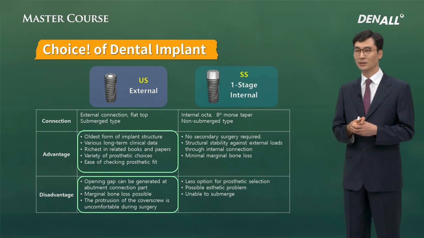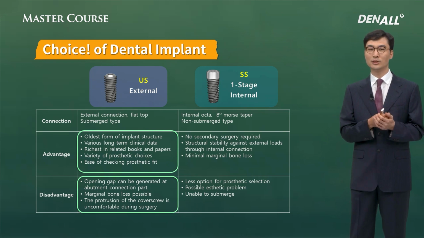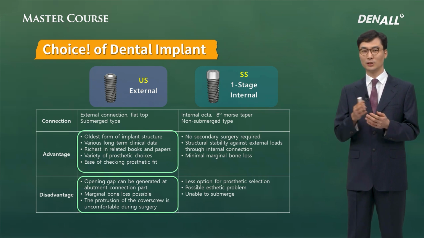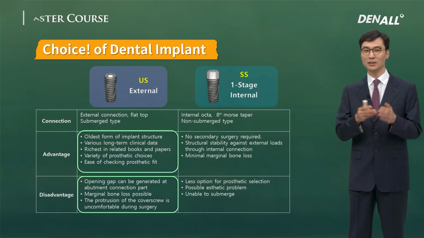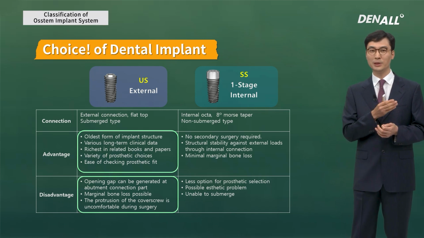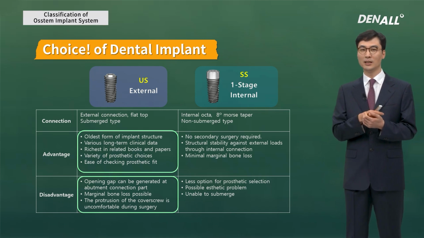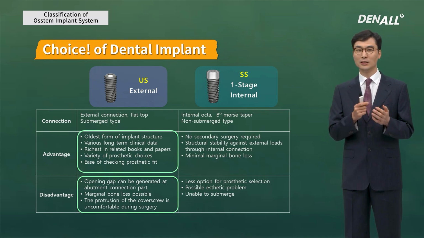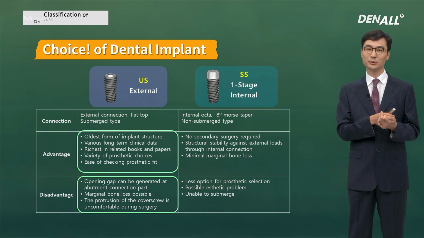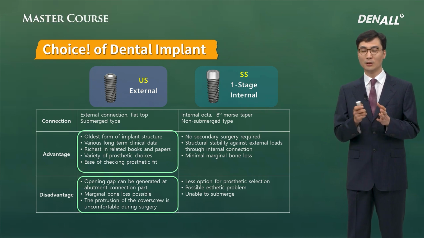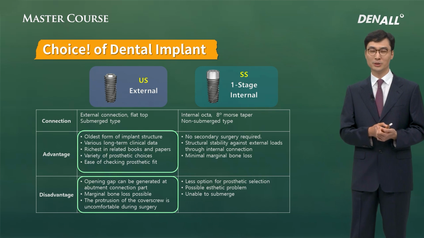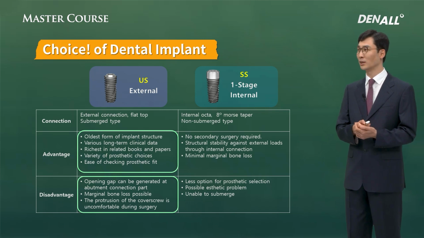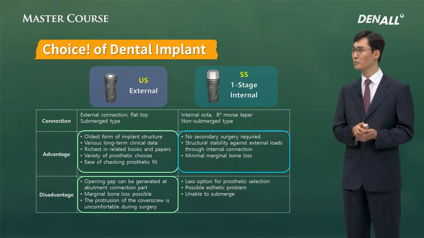On the other hand, the US external type implant may have a typical problem of screw loosening, a little bit of bone scooping at the bone level, and the second surgery may be a little bit difficult, and the bone profiler needs to be used when the surgery is done in the submerged type.